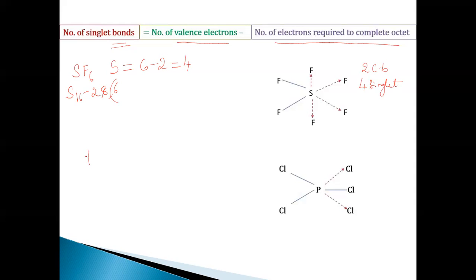And when we come to PCl5, phosphorus is atomic number 15, so it is 2, 8, 5. So valence electrons are 5 here. It is short of 3 electrons to attain the octet configuration. So 5 minus 3 is 2. So it forms 3 covalent bonds, 1, 2, and 3, and 2 singlet linkages. So the total number of valence electrons here is 1, 2, 3, 4, 5, 6, 7, and 8. So phosphorus now has 8 electrons in its outermost shell.